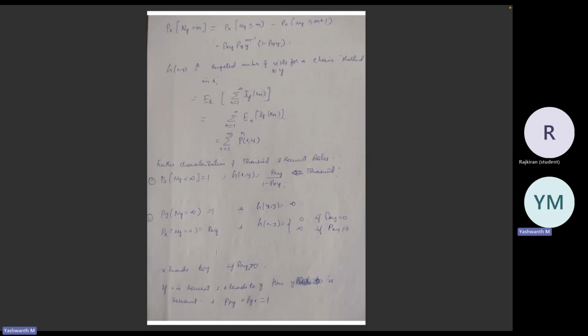Another important theorem in this regard is: if x leads to y, that is rho of xy is positive, and if x is recurrent, then y is also recurrent. These theorems are useful for analyzing the chains.